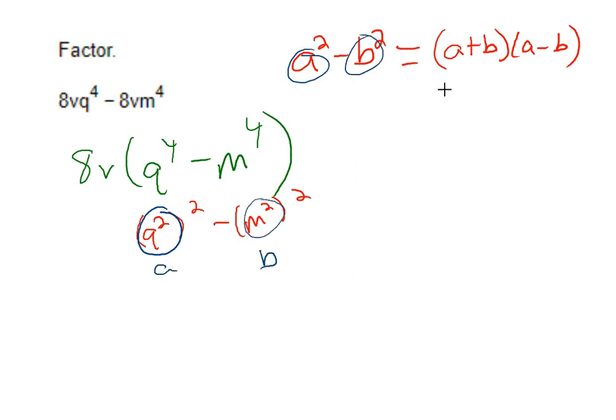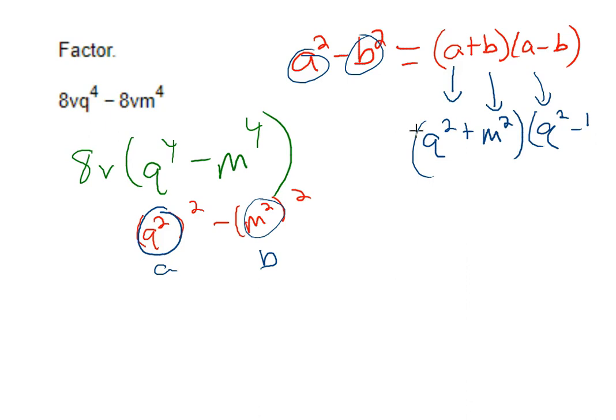And so I'll make the same substitutions on the right-hand side of this formula. Instead of a, I'll have q squared plus, instead of b, I'll have m squared. And you do the same thing in the second factor. Instead of a, I'll have q squared. Instead of b, I will have m squared. Right. And then we have our common factor here. Let's not forget that. So I'm going to copy that over here. So we have the 8v.